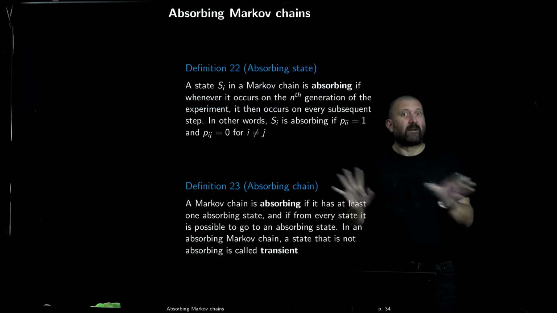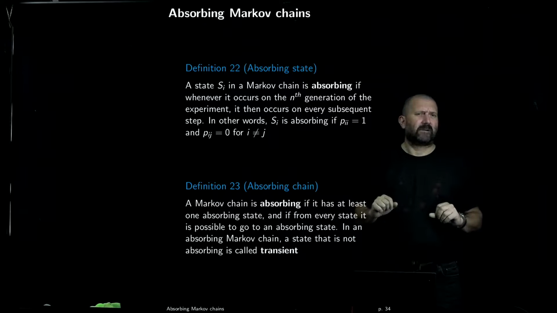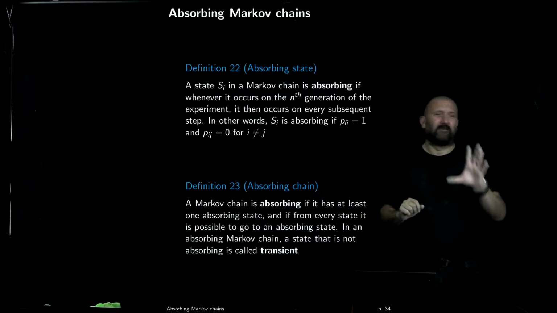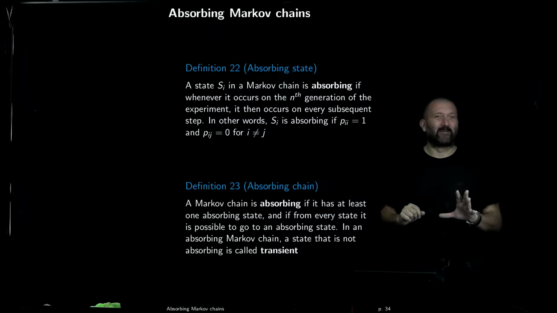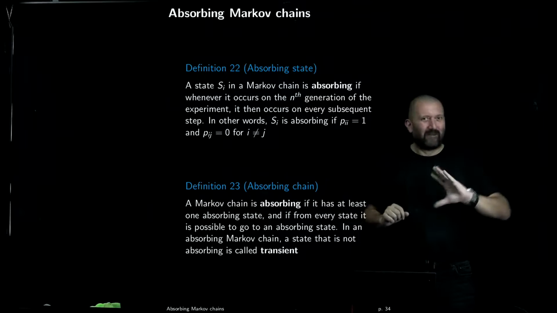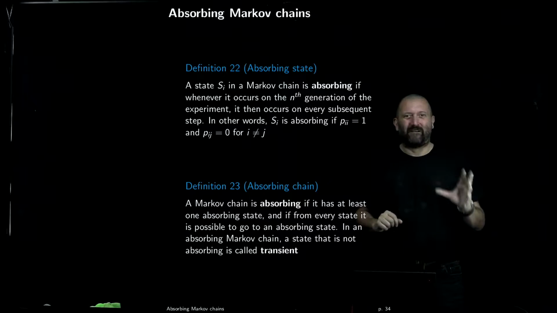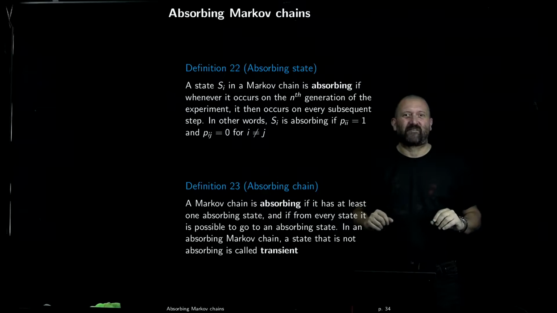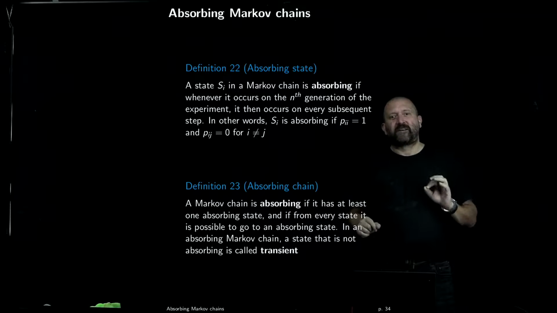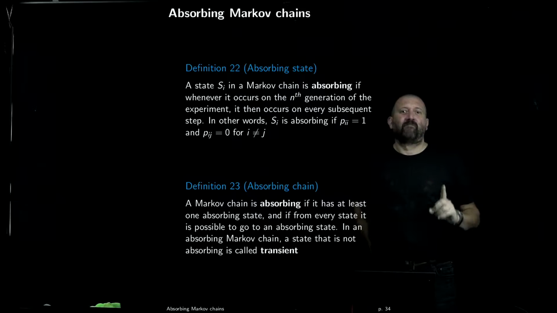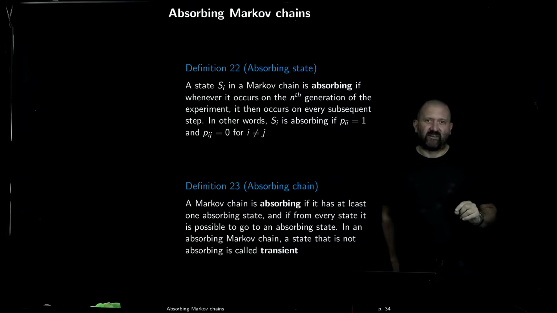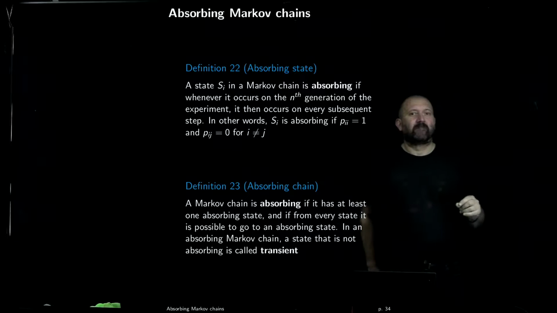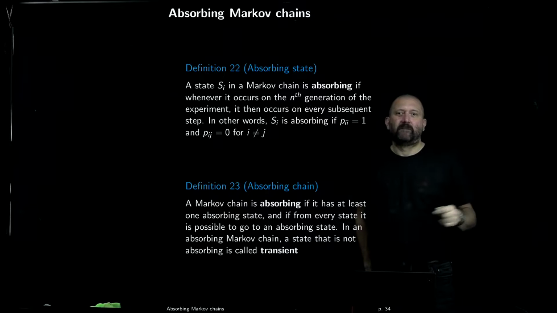And we can have several. I'll show you, I think I've removed it, but I can't remember if I removed it or not. But there are some very interesting chains with several absorbing states. If a Markov chain has at least one absorbing state, then we say it's an absorbing Markov chain.